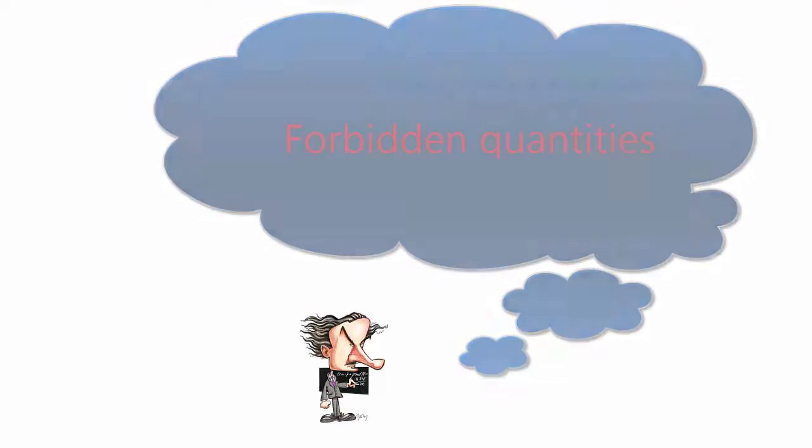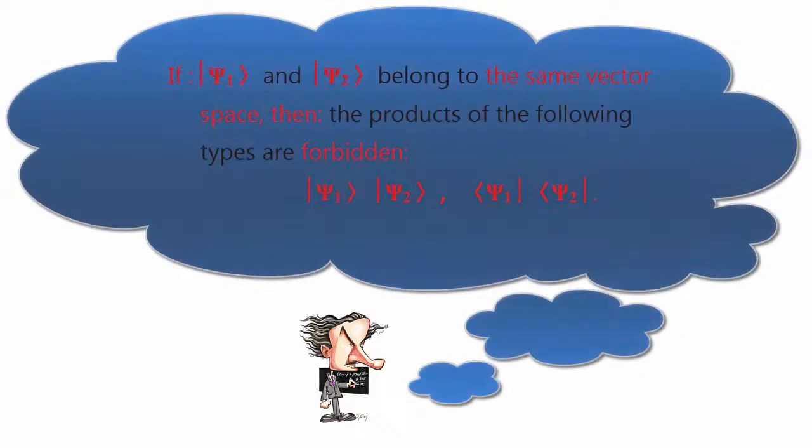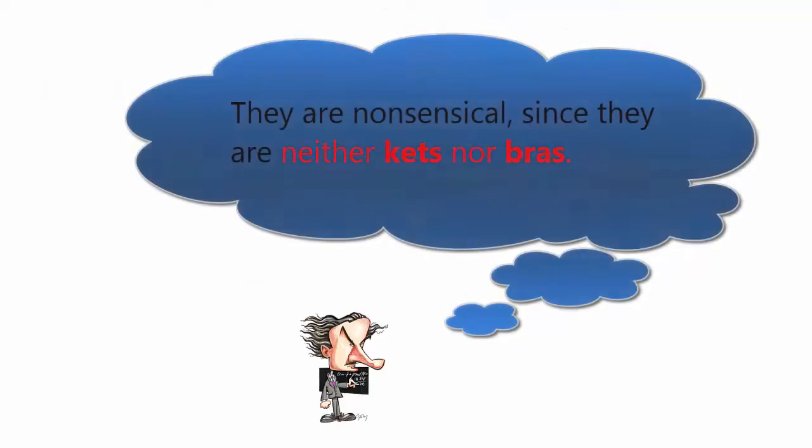Forbidden quantities. If ket psi 1 and ket psi 2 belong to the same vector space, then the products of the following types are forbidden: ket psi 1 ket psi 2, and bra psi 1 bra psi 2. They are nonsensical, since they are neither kets nor bras.